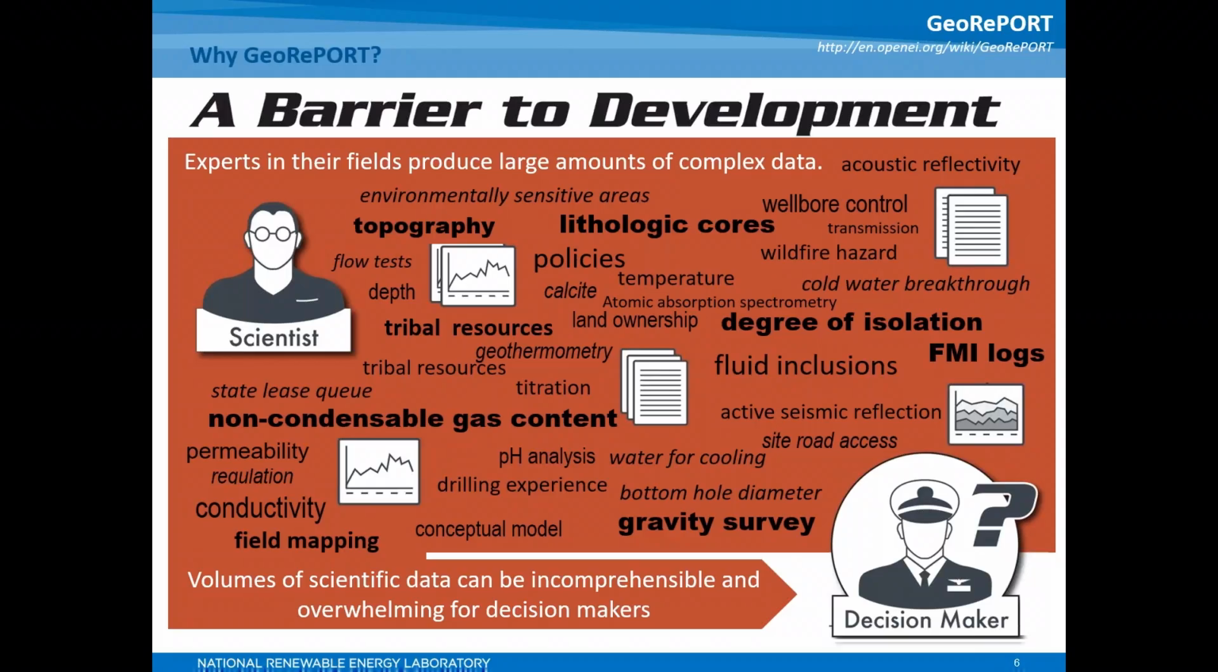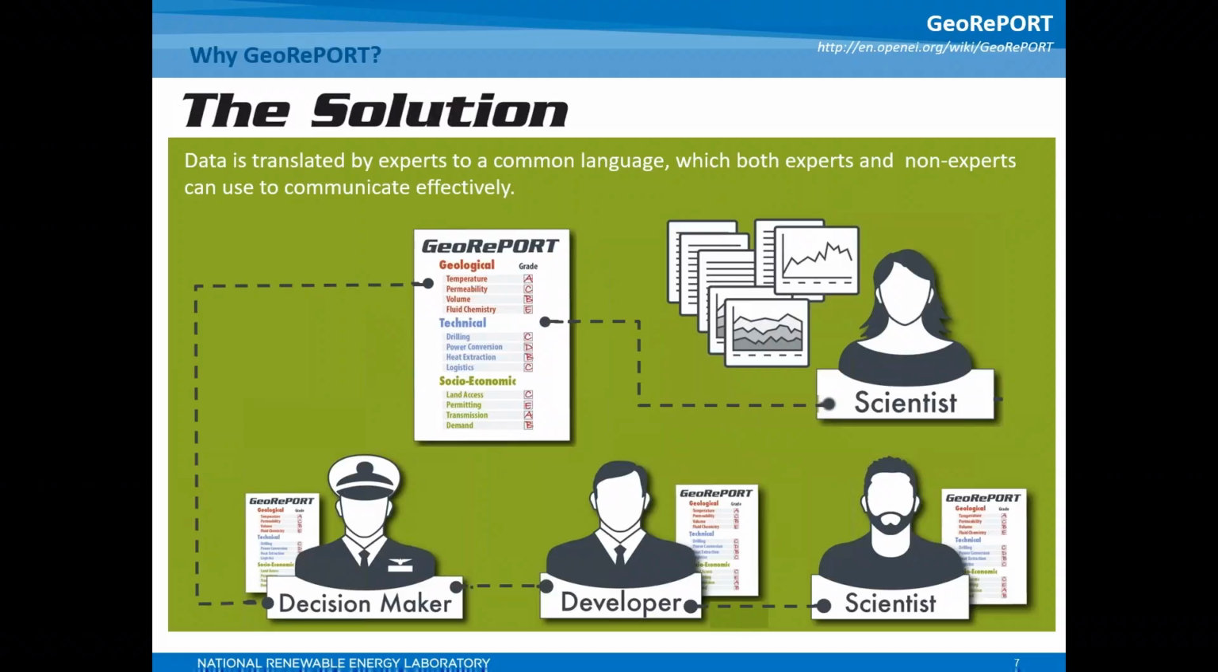This slide demonstrates just some of the complex data collected when assessing the feasibility of geothermal development at a particular location. These data are collected by a team of experts, scientists, permitting, and legal experts, among others. Many times, it can be difficult to describe the nuances of the data interpretations within a project team. These large volumes of data can be even more incomprehensible and overwhelming for decision makers unfamiliar with geothermal development.